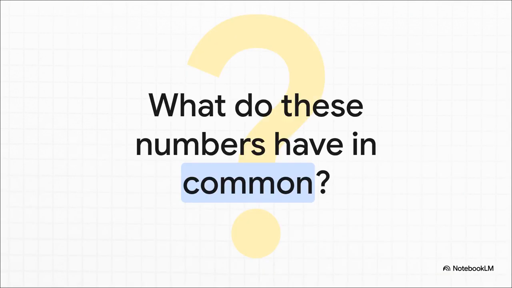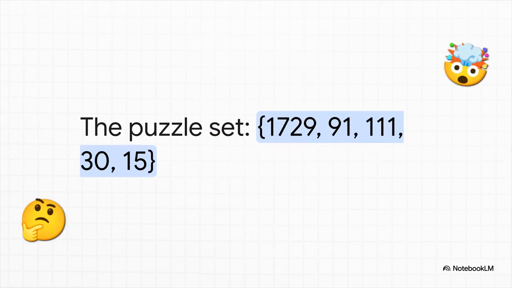So, I want to kick things off with a little puzzle for you. I'm about to show you a set of numbers, and I promise you, at first glance, they look like they have absolutely nothing in common. But they do. Okay, here they are: 1729, 91, 111, 30, and 15.